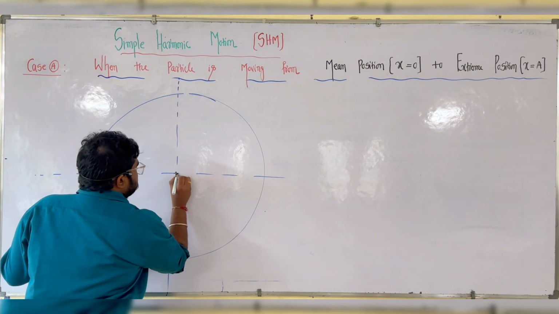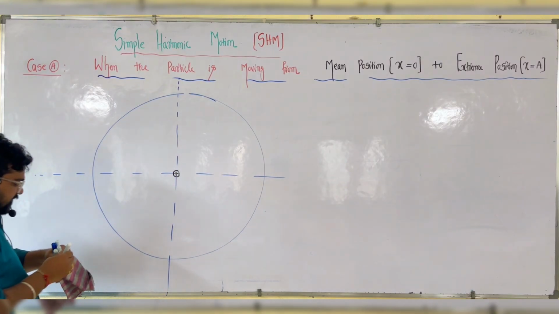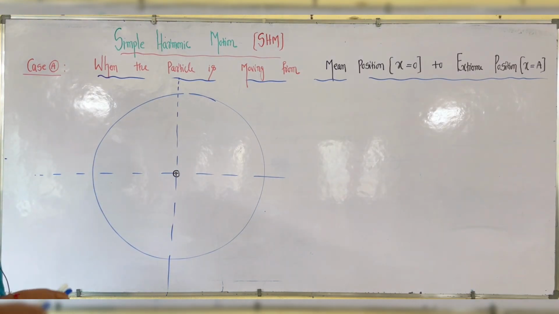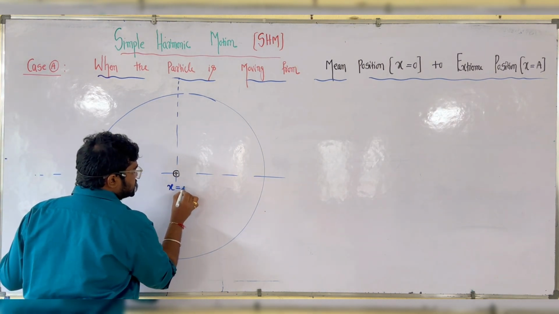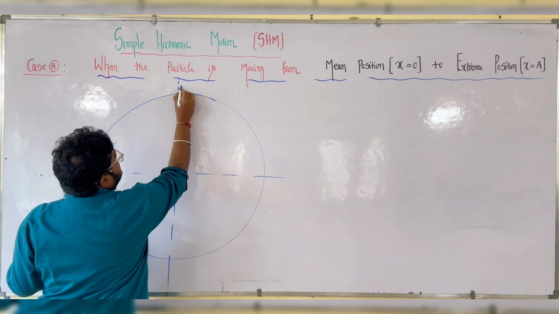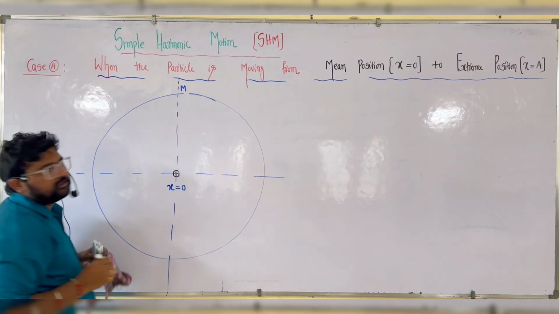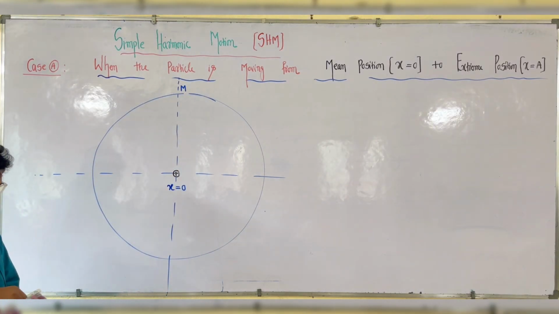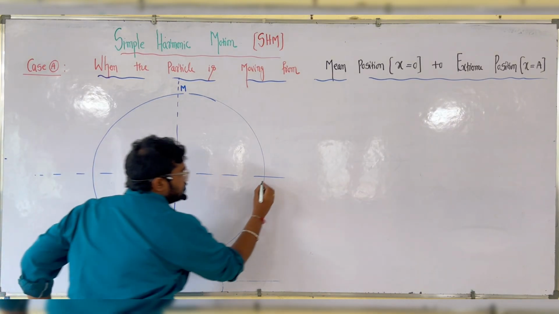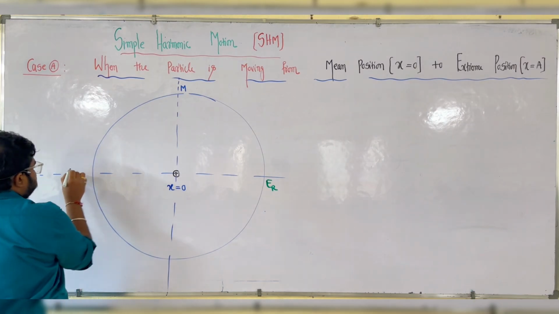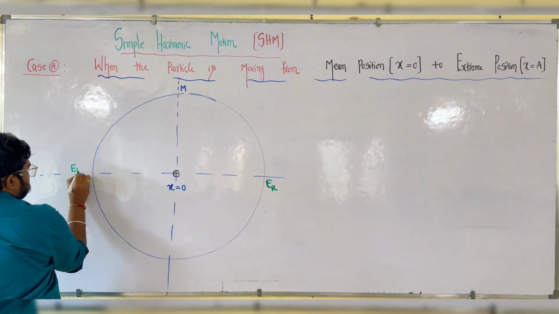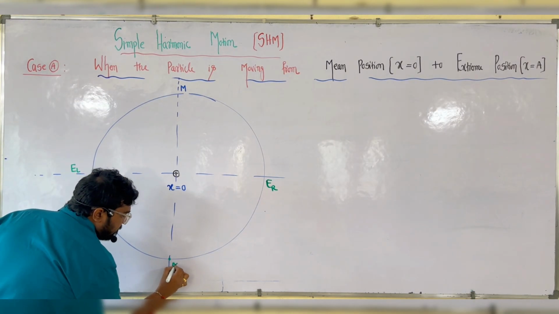See this. Displacement of the particle is how much? X equals 0. This is x equals 0. We can call it the mean position. This is the right extreme position. This is the left extreme position. This is the mean position.